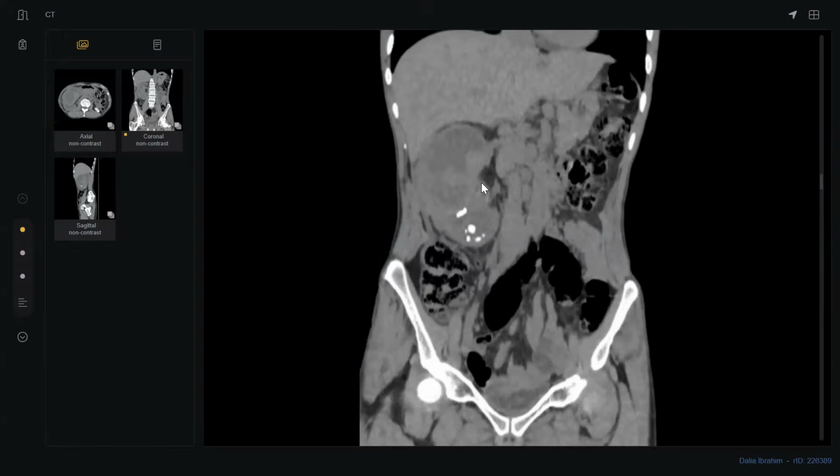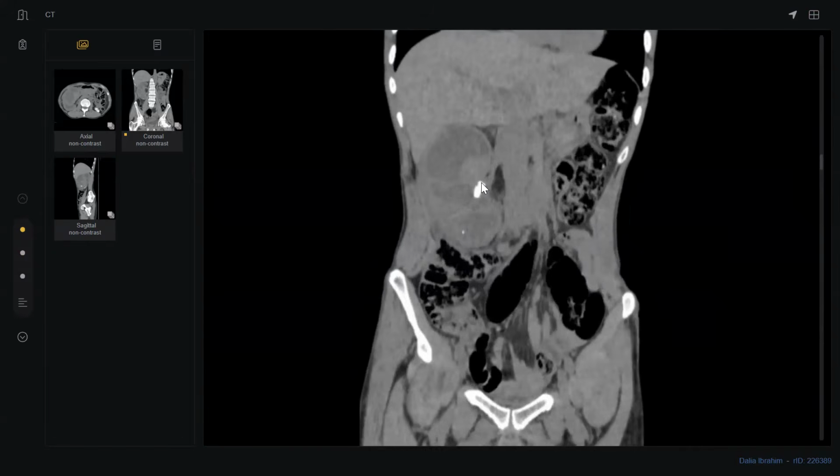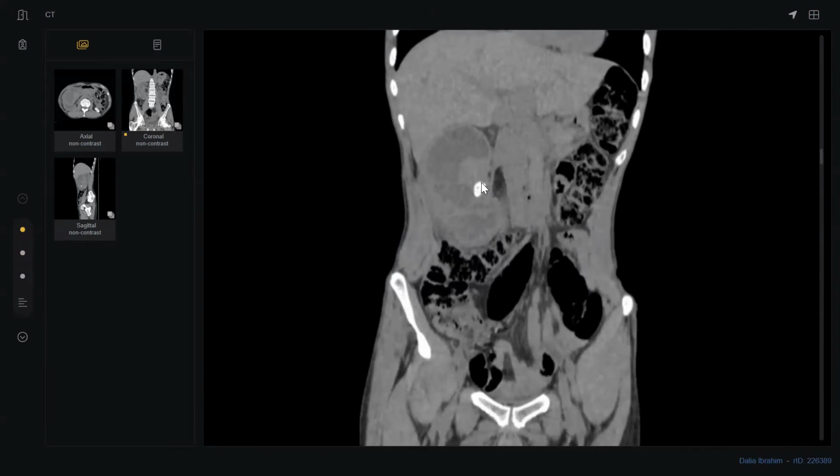About xanthogranulomatous, it should be fat containing or not. This is an obstructing stone, not a small stone. Associated with this appearance, you should include xanthogranulomatous pyelonephritis as first and RCC as second. Why? Because we don't have contrast, and we don't have the typical appearance either for xanthogranulomatous or RCC.